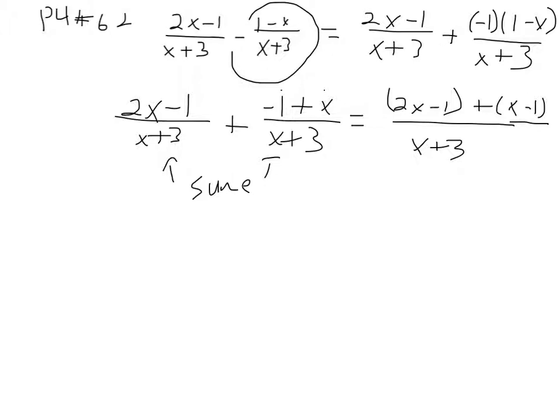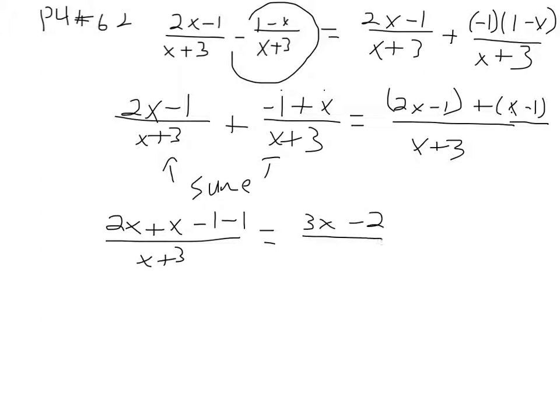Okay. Now this is a binomial plus a binomial. Now the orders don't matter here, right? I have a 2x, a -1, and an x and a -1, and I can break that up as 2x plus x with a -1 and a -1 all over our x plus 3. We have 2 x's and 1 x. 2x plus 1x is a 3x on the top. -1 and a -1. Well, we got two -1s on the top. And we have an x plus 3 on the bottom.